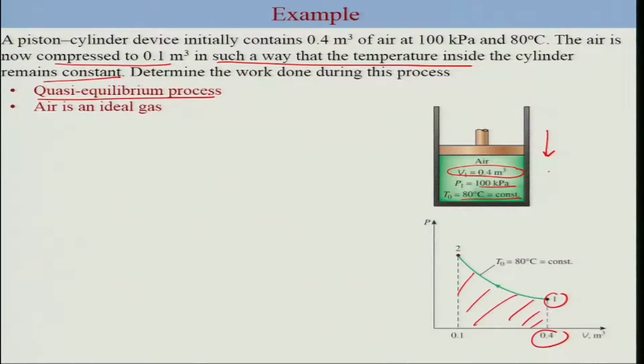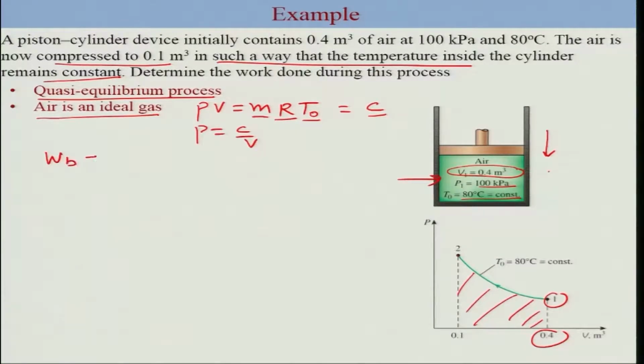So we'll assume this will be a quasi-equilibrium process, okay, and we are assuming air to be an ideal gas, because we have to make use of some equation here, the equation of state in this case, and we can write the ideal gas equation in this form: PV equals mRT. Since the temperature is constant, that means T is equal to T0. The mass doesn't change in this case, R is constant and T0 is constant. So PV is nothing but some constant. So we can write P as C by V, right.